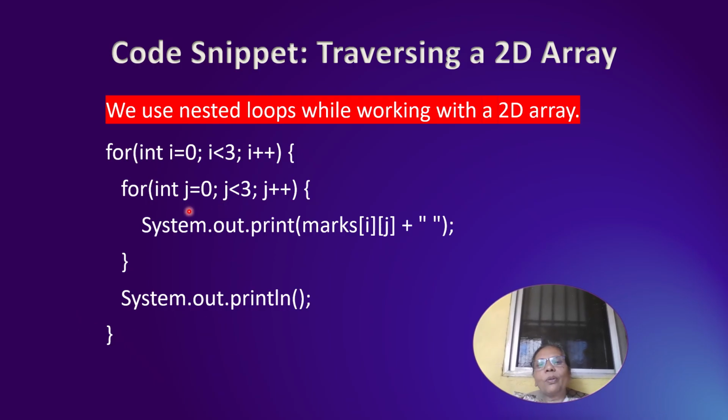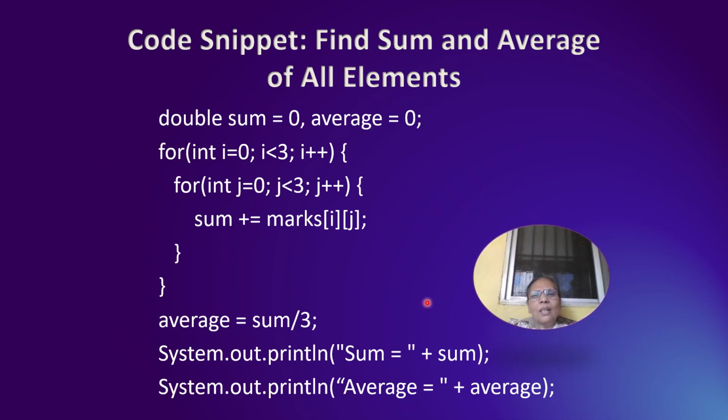So we'll execute this code in our next video. We will learn how to execute this code. This is just a code snippet for understanding how to move through each element one by one in a double dimension array. This is another example where we are finding the sum and average of all the elements.